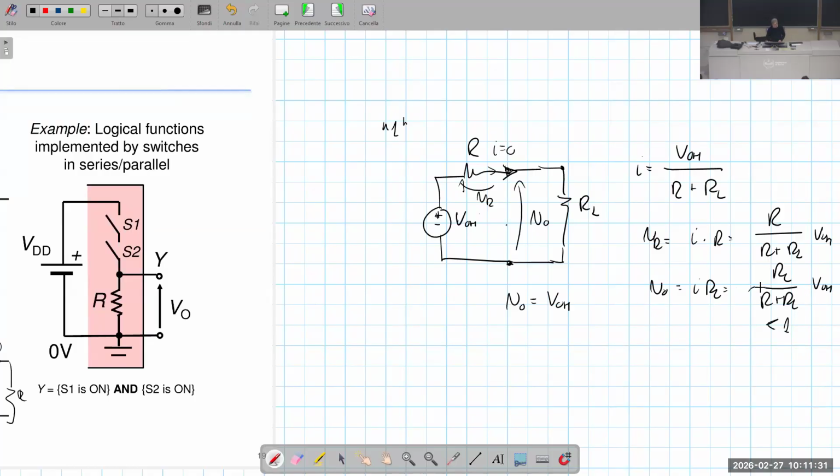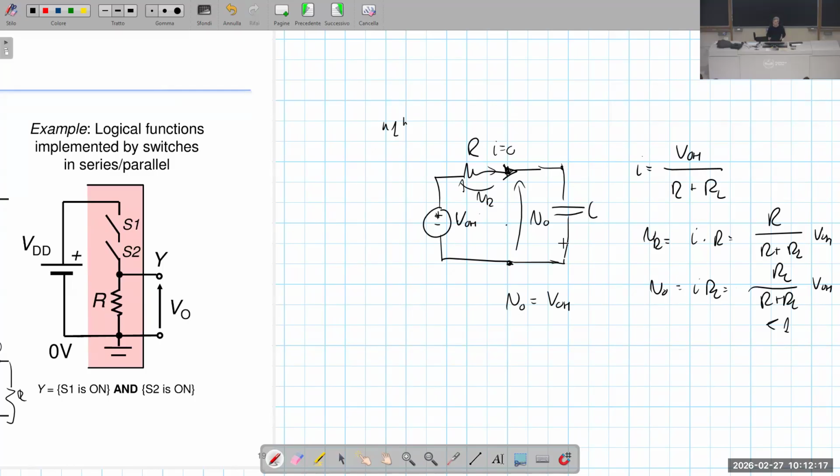This is smaller than 1, so VO is smaller than VOH. So when we draw some current from the output, typically the high logic level decreases, is no longer VDD, but something less than VDD. Okay? The good news is that in most present-day logic gates, the load, which can be the input of other gates or the interconnects, is not a resistance, but a capacitance.